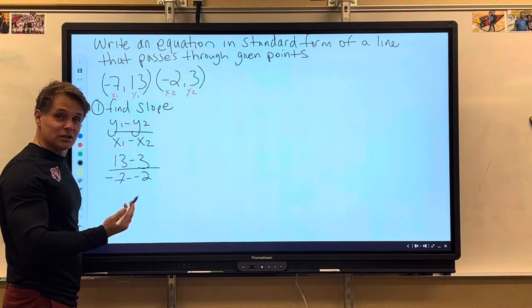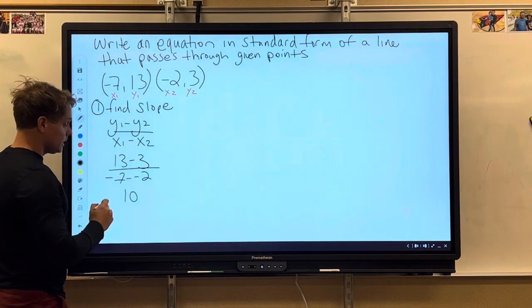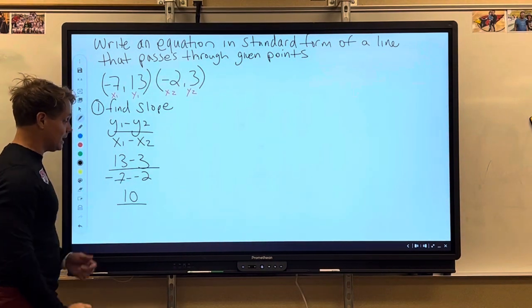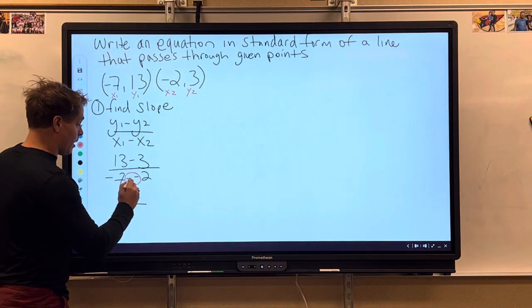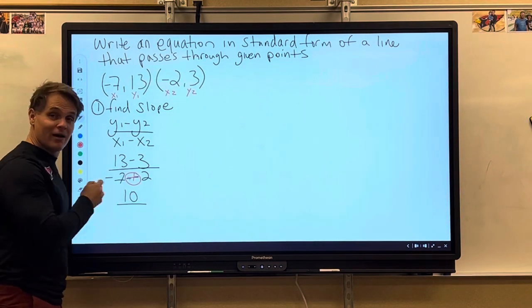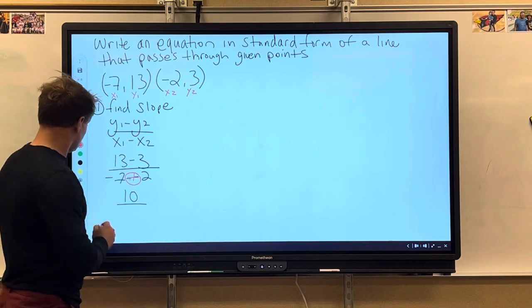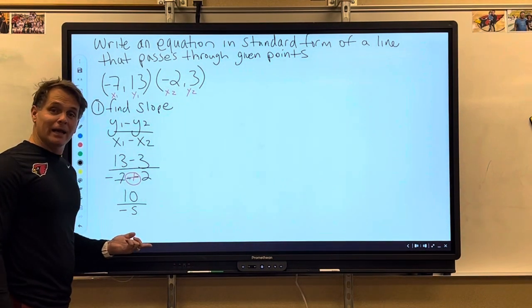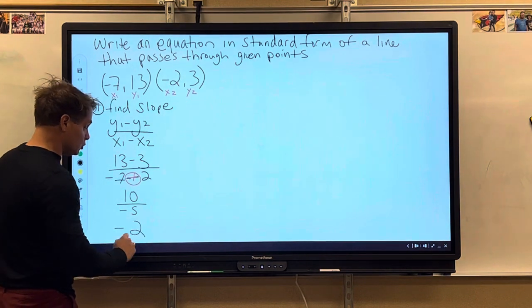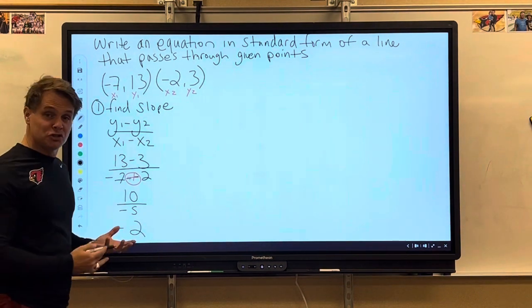So 13 minus 3 we know is 10. -7 minus -2: don't forget a negative and a negative make a positive, right? So now we have -7 plus 2, which is -5. 10 divided by -5 is -2. So the slope is -2.